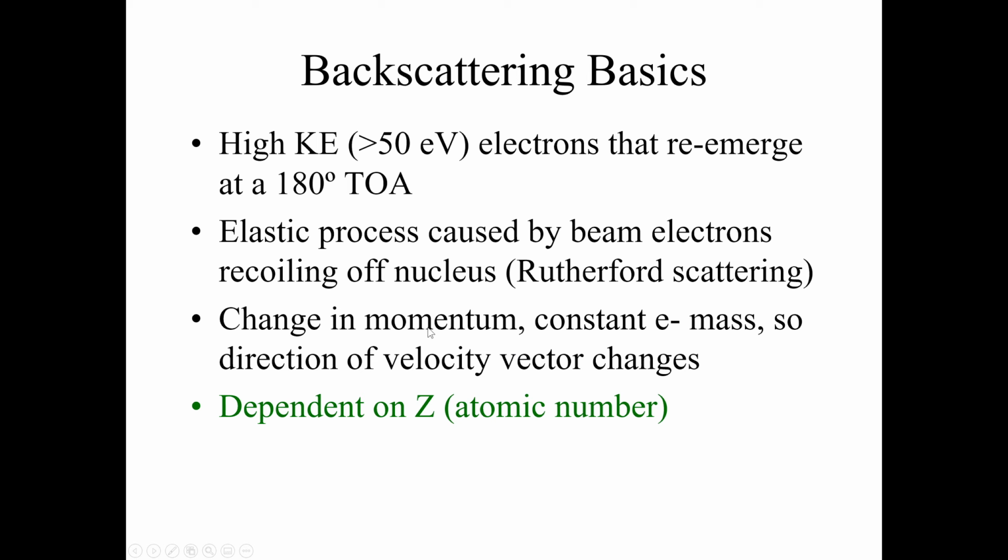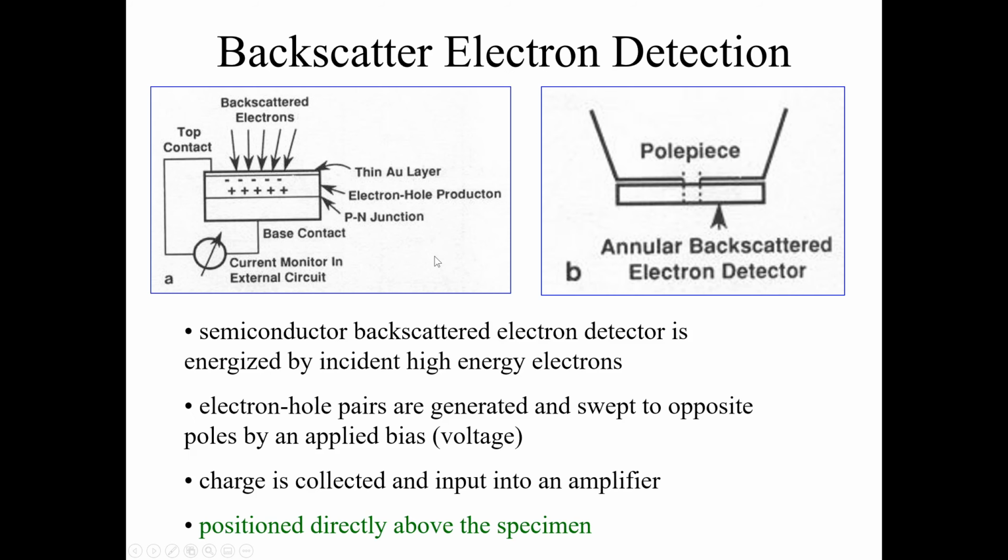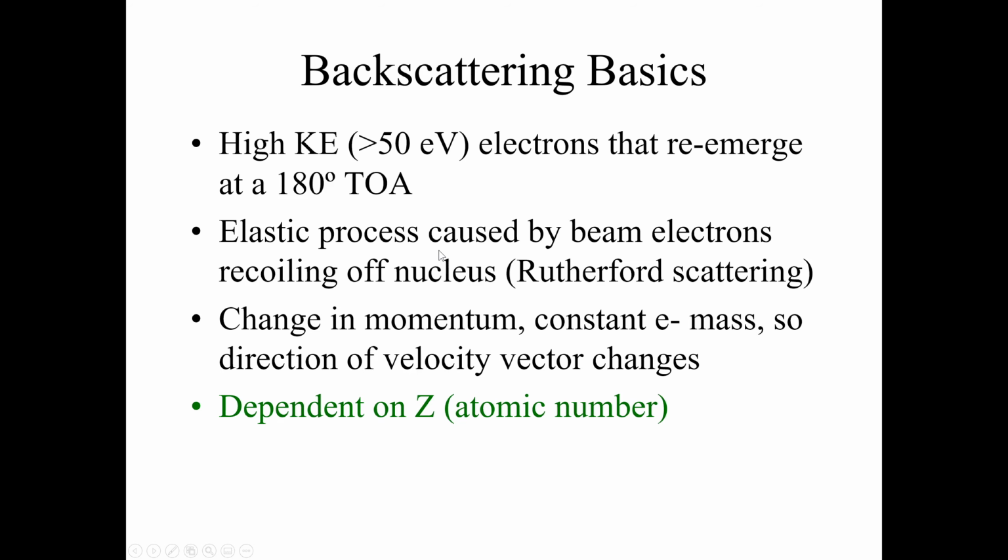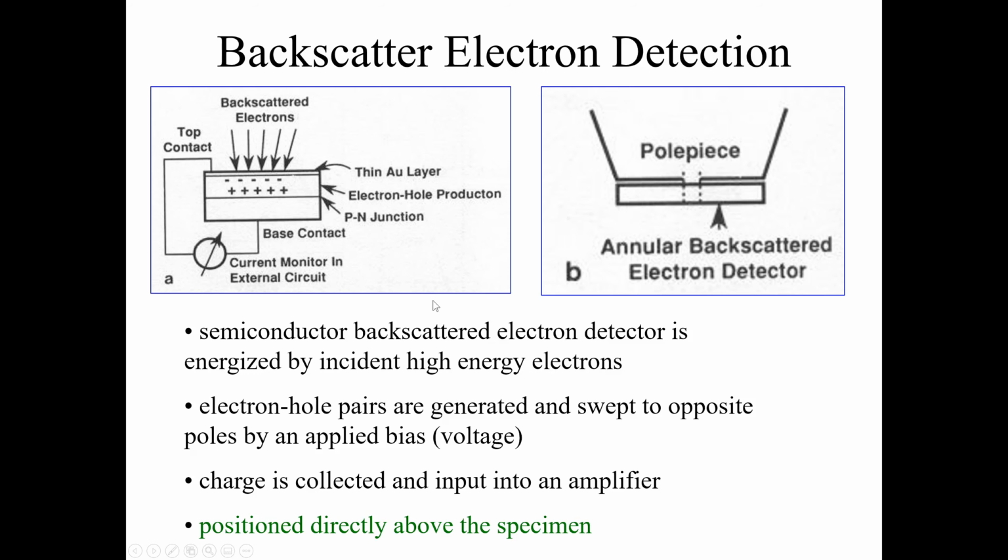The takeaway from the slide is that it is highly dependent on the atomic number. As you know, no two elements have the same atomic number. Right? Hydrogen's 1, helium's 2, lithium's 3, carbon 6. It just depends on the number of protons you have. The more protons you have, the stronger the backscattering signal. And we can use that to produce an image, which I'll show you in a few of the pictures.